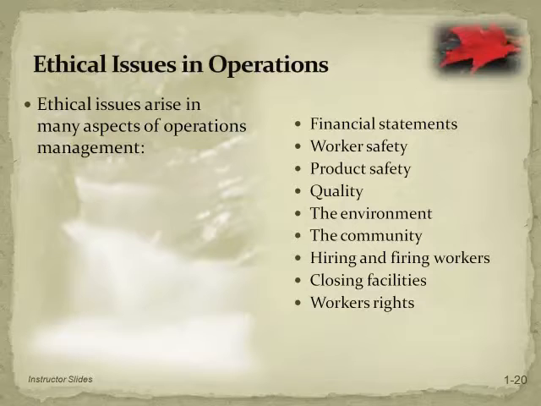Other ethical issues involve quality. If we know that there is a quality issue, we are bound from an ethical point of view to identify that problem to people who have the ability and the authority to make corrective action, all the way to workers' rights and closing facilities. If for some reason we have to close a facility, there are certain ethical issues, and there are also certain legal issues which we must abide by in order to do that.